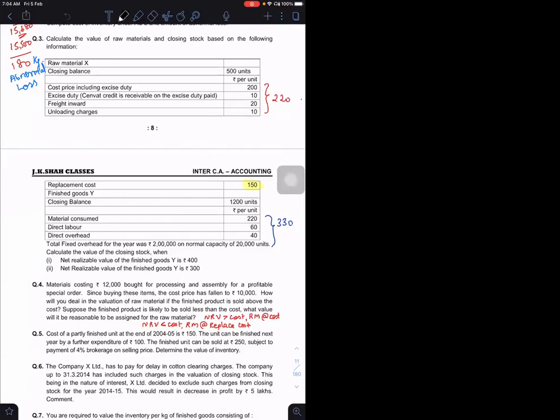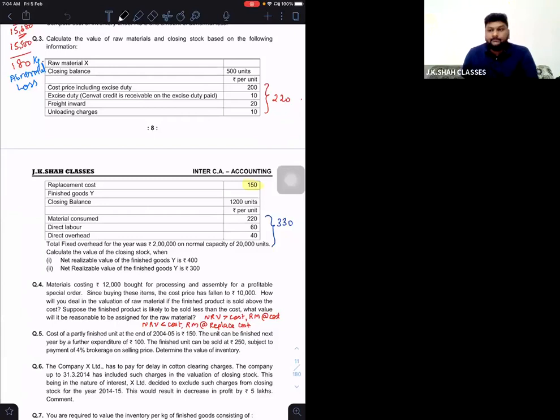Total fixed overhead was 2 lakh rupees on a normal capacity of 20,000 units. So you can calculate the fixed overhead absorption rate, right? So the fixed overhead absorption rate here will be 2 lakh divided by 20,000 units, that is 10 per unit. So fixed cost will also get added to the total cost of finished goods Y, that is 10 rupees. So then 320 plus 10, it reaches 330. So what do you have to do? You have to calculate the value of closing stock when NRV is 400 rupees.